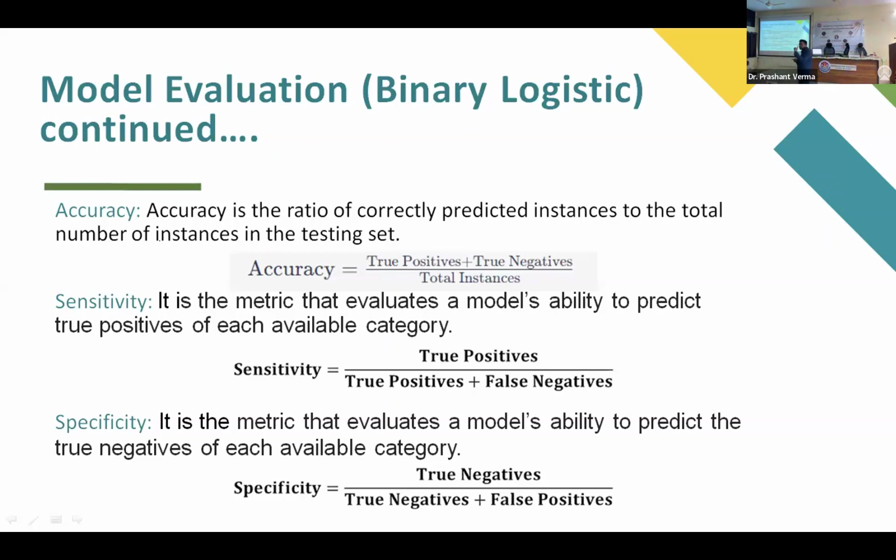Now the sensitivity. In the case of sensitivity, what we see is whether the model is able to identify the true cases, the events basically. The person who was having HIV, in our problem. True positive divided by true positive plus false negative. Out of the total positive cases, how many is the model able to identify.